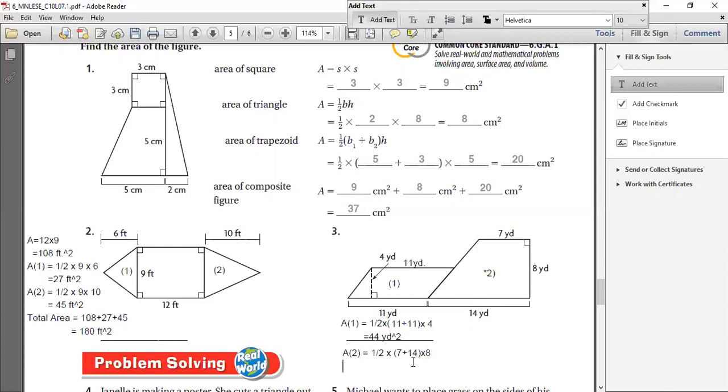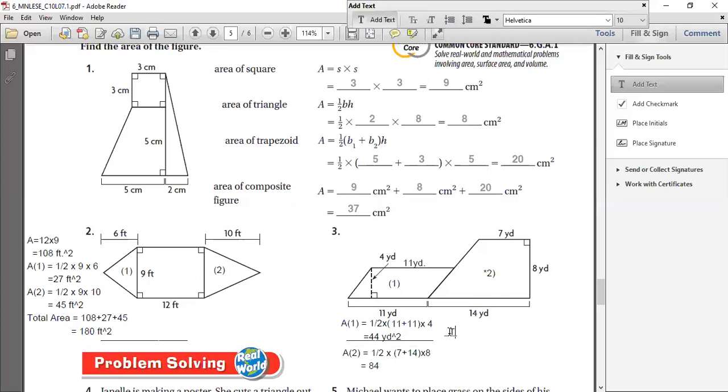So I'm doing it mentally. You can follow me slowly. 7 plus 14 is 21. So what will you be having? Half multiplied by 21 multiplied by 8. Half of 8 is 4. So 4 multiplied by 21 is going to give you 84.